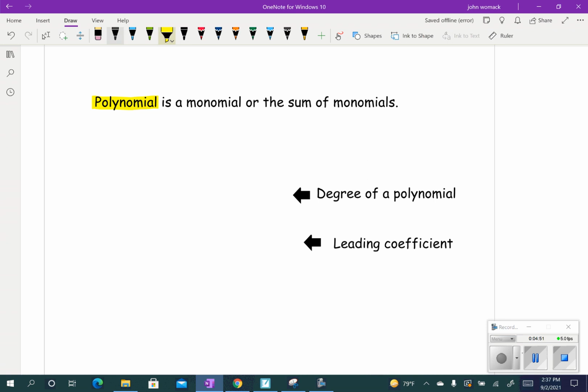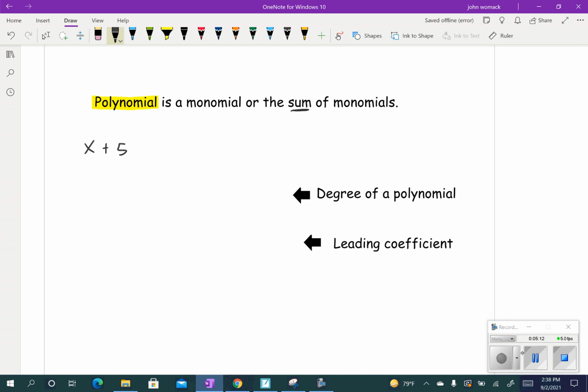So if you take two different monomials, we could do, for example, x is a monomial and 5 is a monomial, and you take the sum, x plus 5, right? Sum means addition. That is considered to be a polynomial. By the way, it does say a monomial is a polynomial, or the sum.